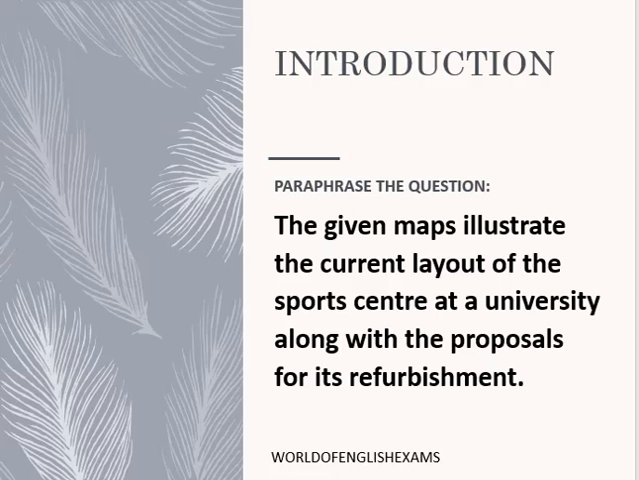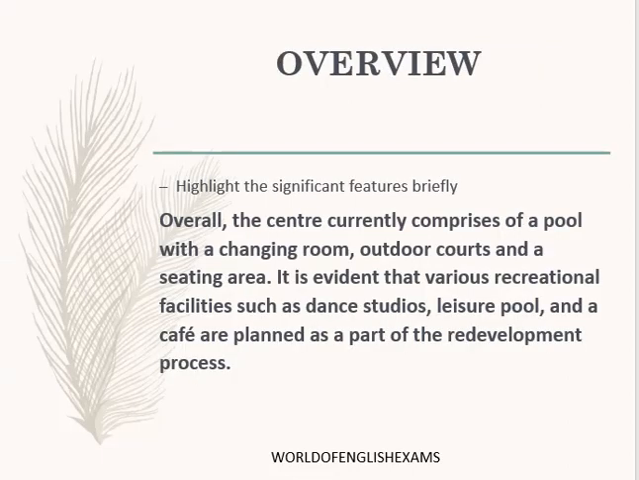So now after the introduction comes the overview. In the overview, I have to highlight the significant features in a brief manner. I'm not supposed to discuss everything in detail. So now let's see how to write the overview. Always begin this paragraph with a cohesive linker called overall. So the minute you write overall followed by a comma, it is an indication that you are starting to write the overview. It is very much clear and it serves as a good indication for cohesion as well.